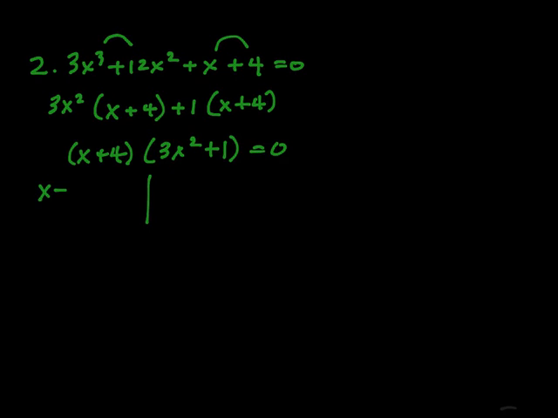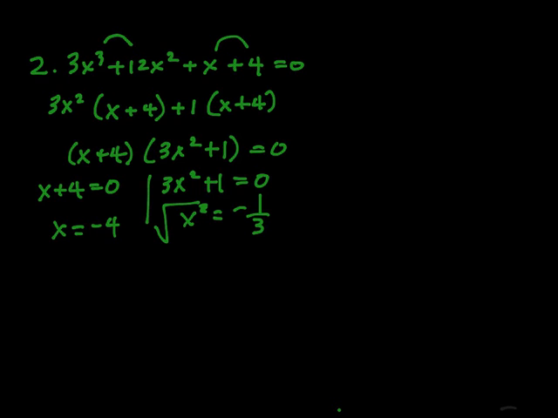Go ahead and split it. x plus 4 equals 0. 3x squared plus 1 equals 0. And x equals negative 4. And then x squared equals negative 1/3. And then I'm going to go ahead and take the square root of both sides. So x equals plus or minus the square root of negative 1/3.